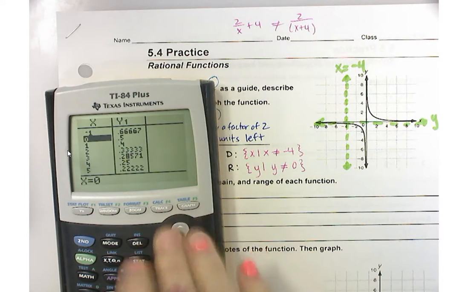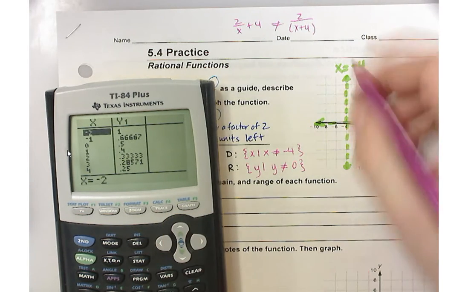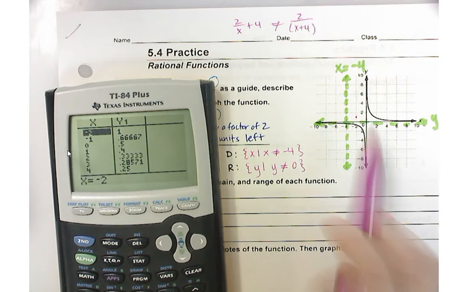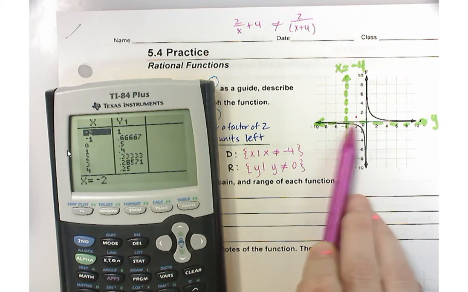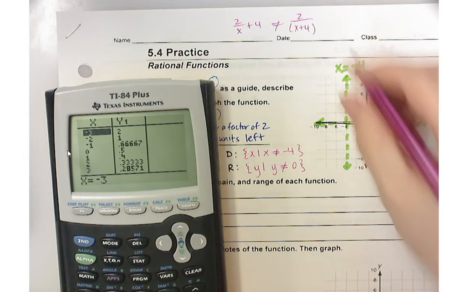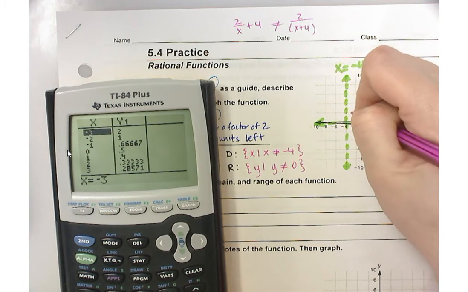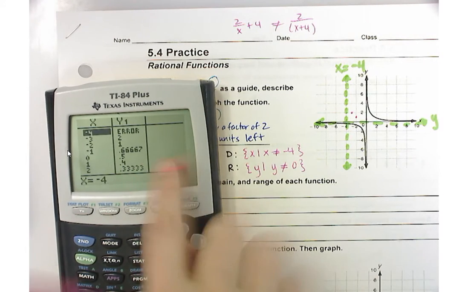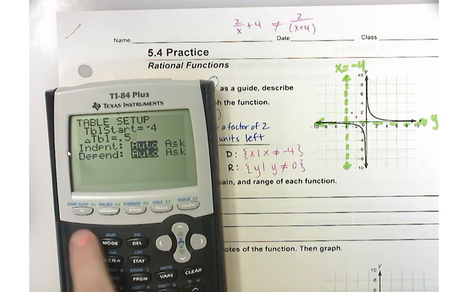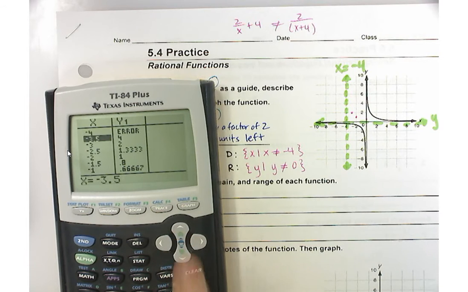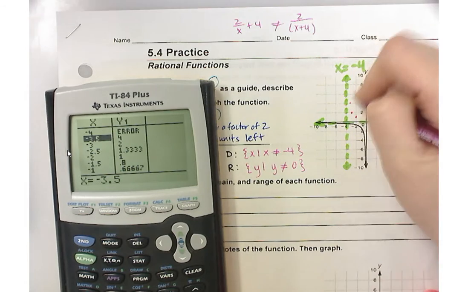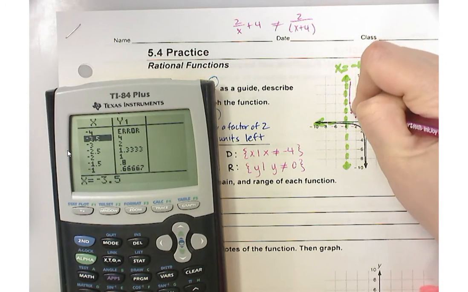And then I'm going to want to see what happens in between those two. So at -3 I'm at 2. If you want to see what happened in between those, you could just go to your table set, go by halves. And at -3.5 I'm at 4. That's just going to help me create a better line. This graph is just going to follow right along your asymptotes here. So that's your first branch.